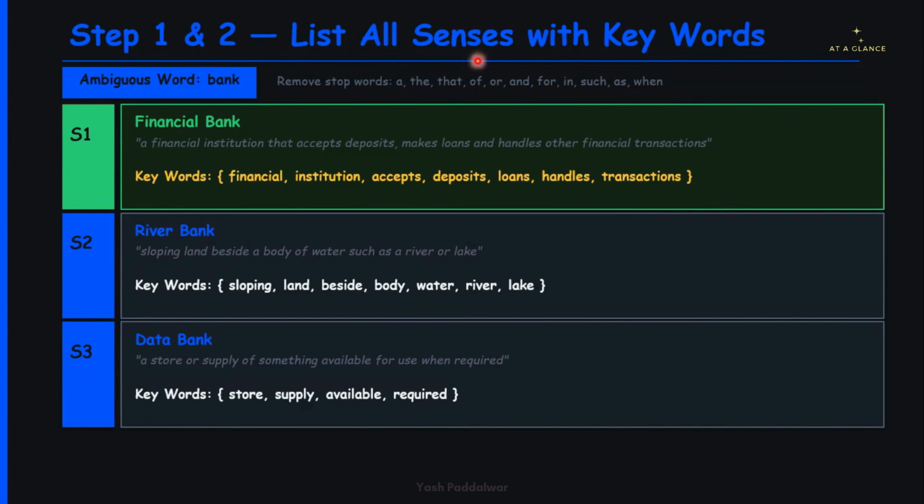Now in step 1 and 2 we have to collect all the senses and the keywords out of them, along with the ambiguous word. We have the ambiguous word as bank. We are now supposed to get the actual important keywords out of each sense. Here you can see in the first sense, financial bank, the words financial, institution, accepts, deposits, loan, handles, transactions, all these are important words. Similarly we have to do it for the river bank and data bank senses also.